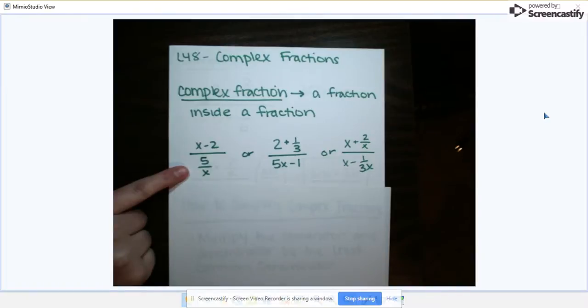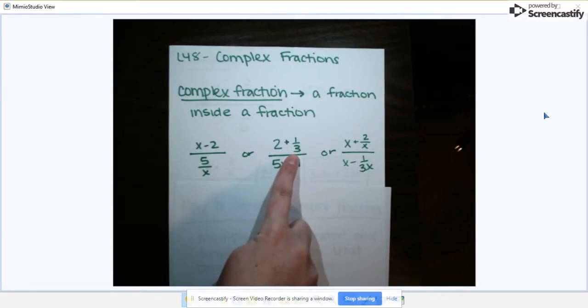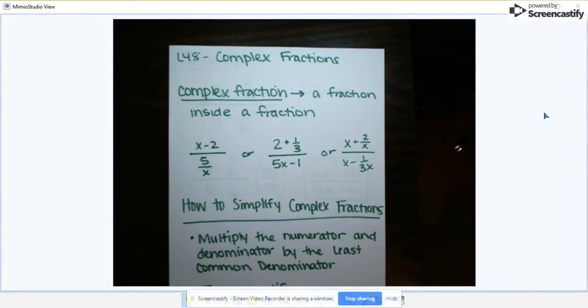Here we have a fraction in the denominator. Here we have an extra fraction in the top. And then in this example, there's a fraction in both the numerator and the denominator. So our goal is going to be to simplify that.